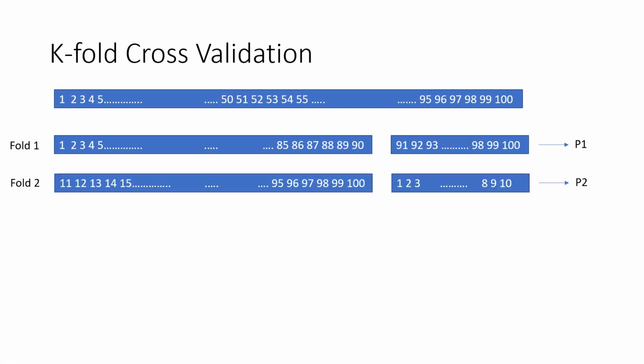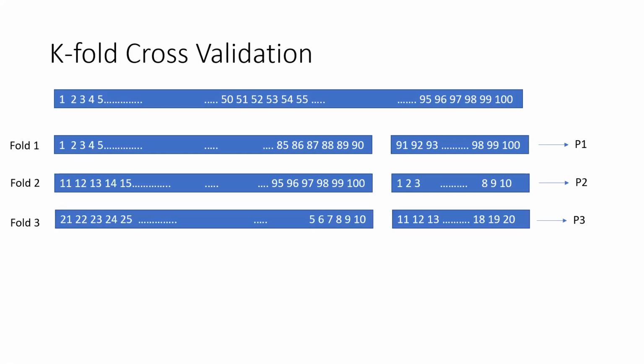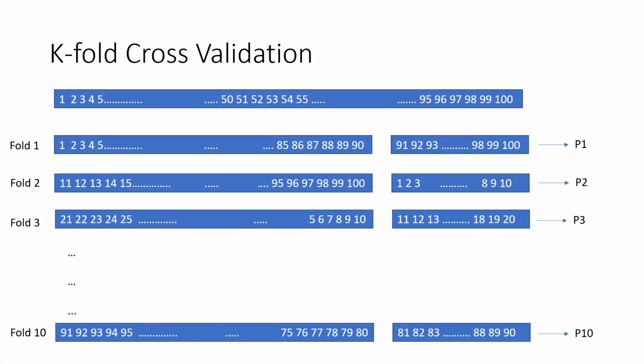Then you do the second fold, where you take the next 90%, so from 11 to 100, and then 1 to 10 will be your testing set. And then the third fold, and so on and so forth. Then you do your 10 folds, and you get a performance metric for every fold, and then you do some averaging. So you report an average metric across the different folds, and you report mean and standard deviation and other kinds of performance metrics. So this is a simple k-fold cross validation.